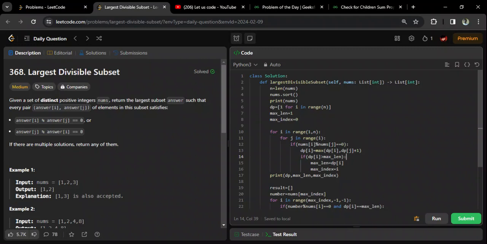Today we are at day 9 of the daily code challenge for the February month, and we have a very good question in front of us. It's question 368, largest divisible subset.